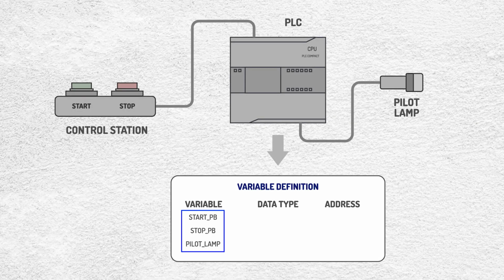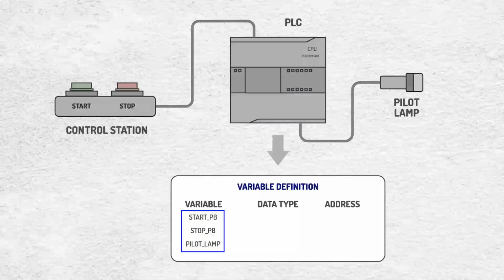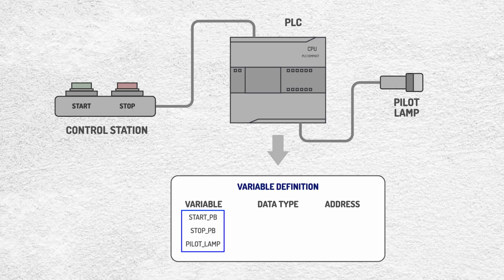We will name the variables start_PB, stop_PB, and pilot_lamp, referring to the start button, the stop button, and the pilot light, respectively. These three variables will be of Boolean type since they can only take two possible states, on or off, true or false. Therefore, the data type assigned to each will be bool. According to their function, the variables associated with the push buttons will be inputs, while the variable corresponding to the pilot light will be an output.